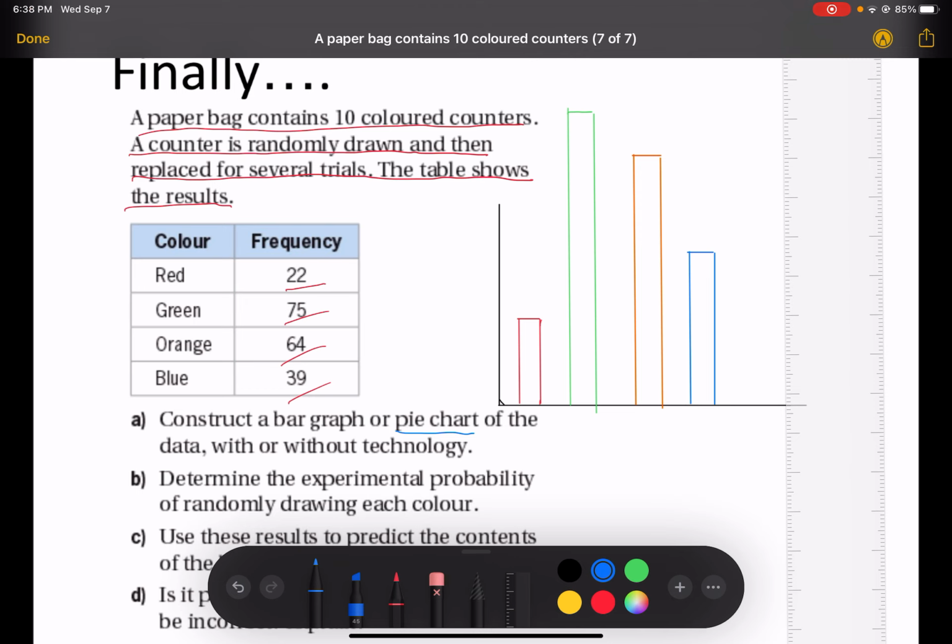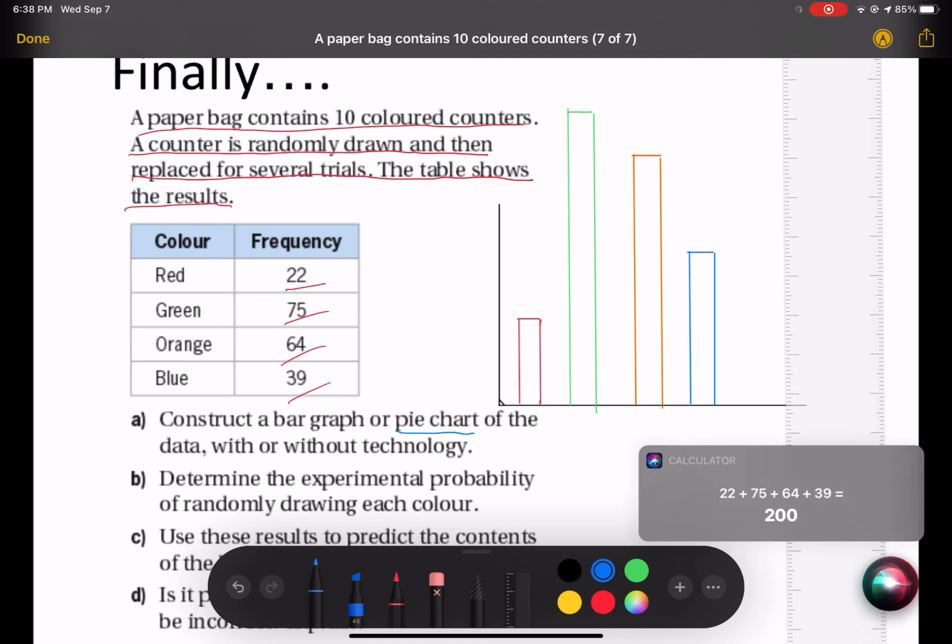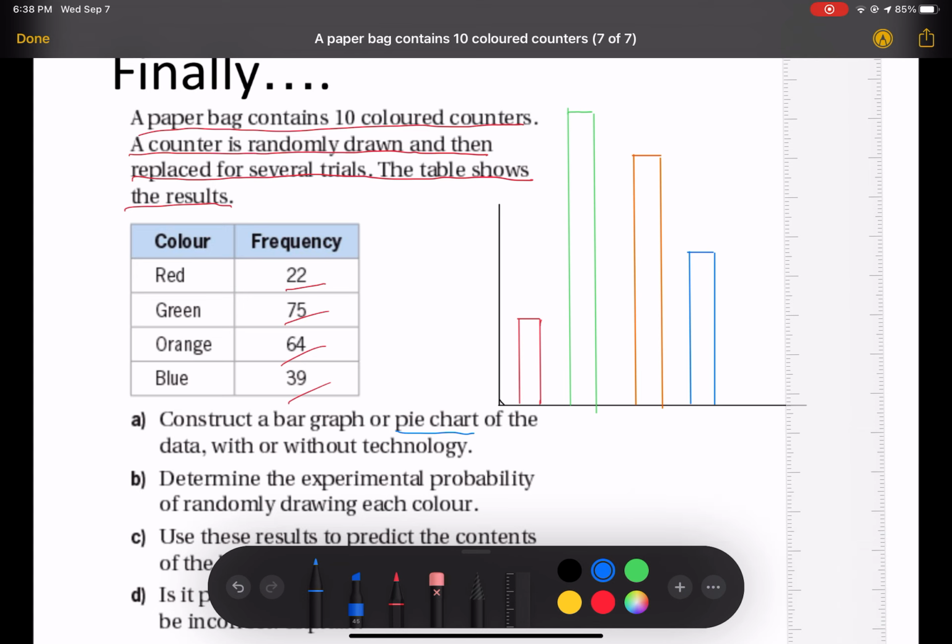So we got 22 over 200, or 11 over 100, which is equal to 11%. That's 75 over 200, or 37.5 out of 100, which is 37.5%.